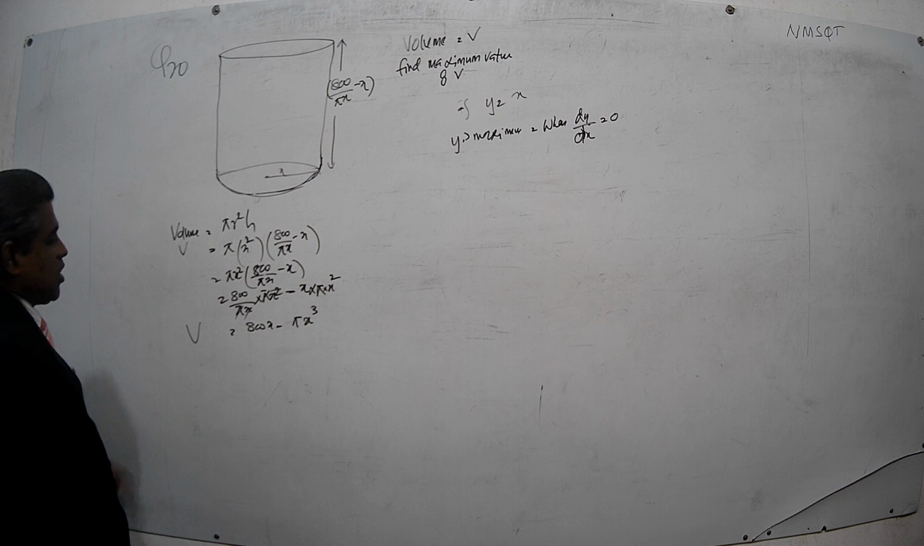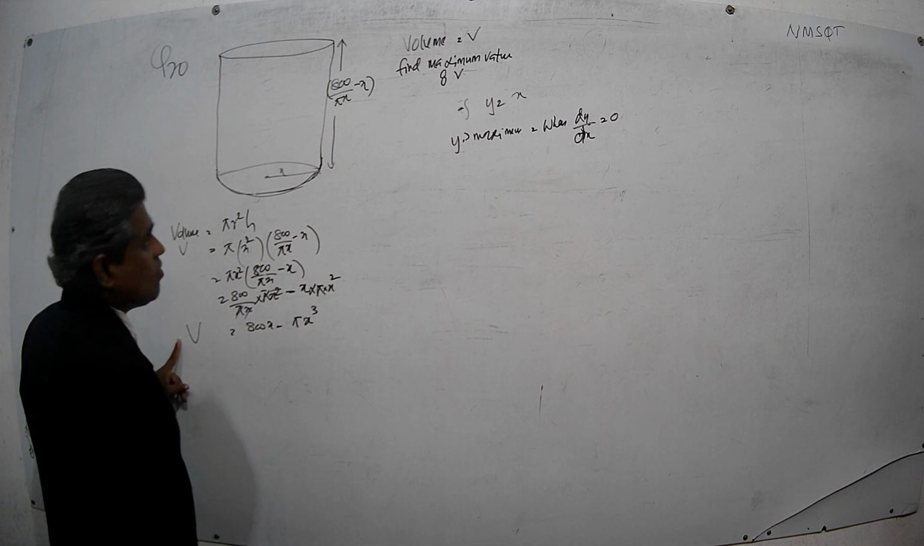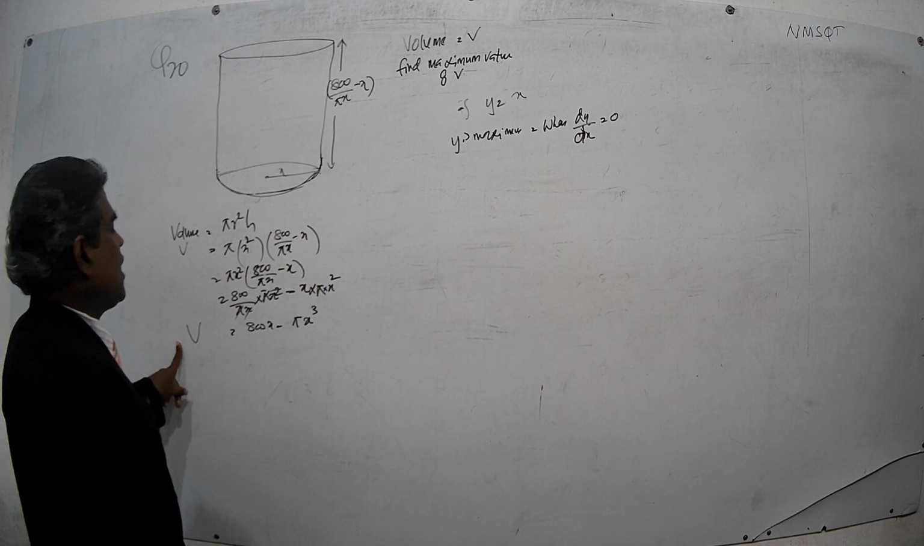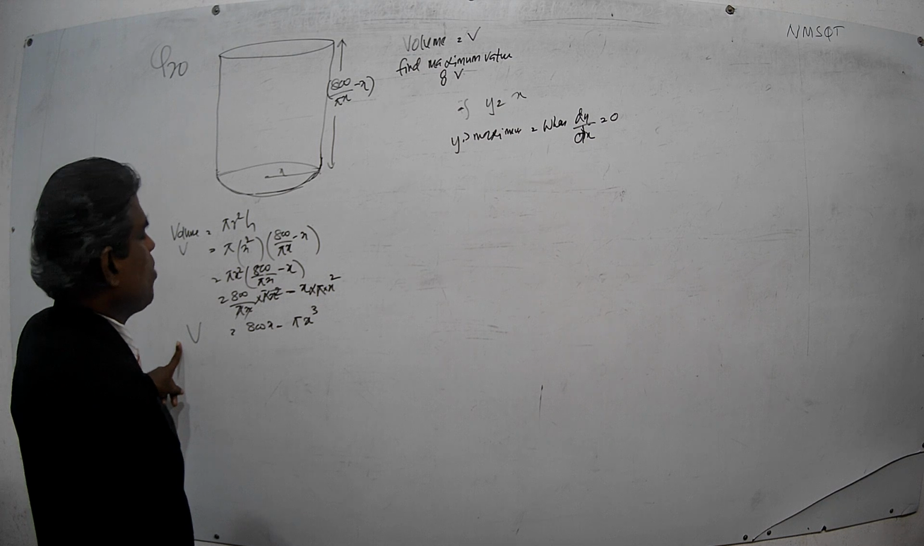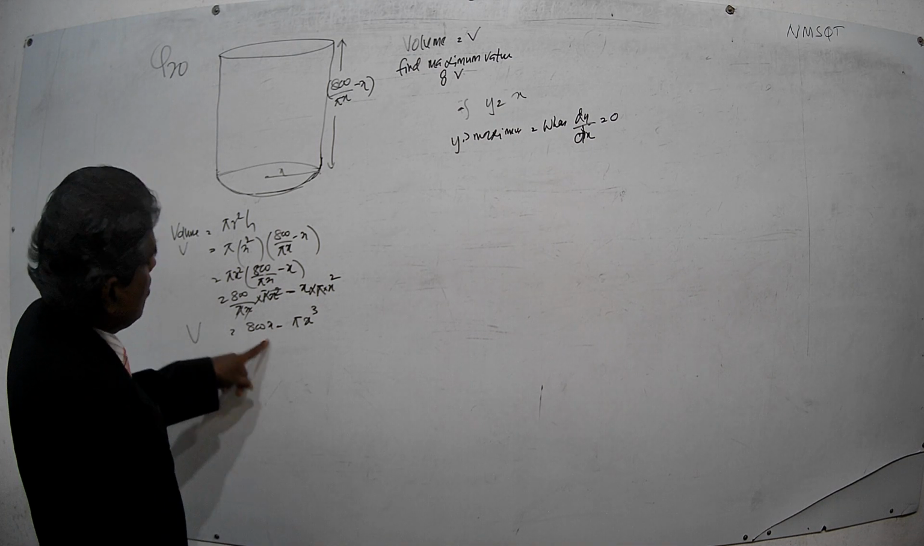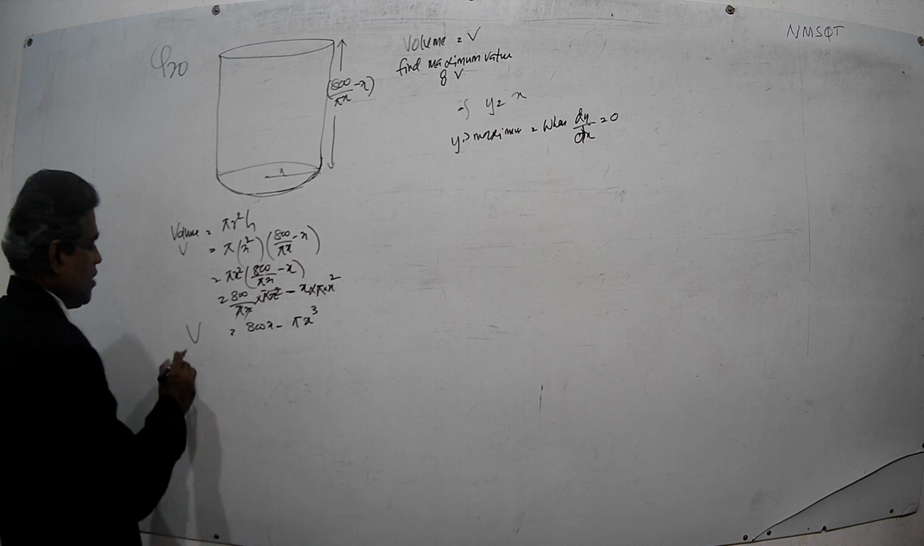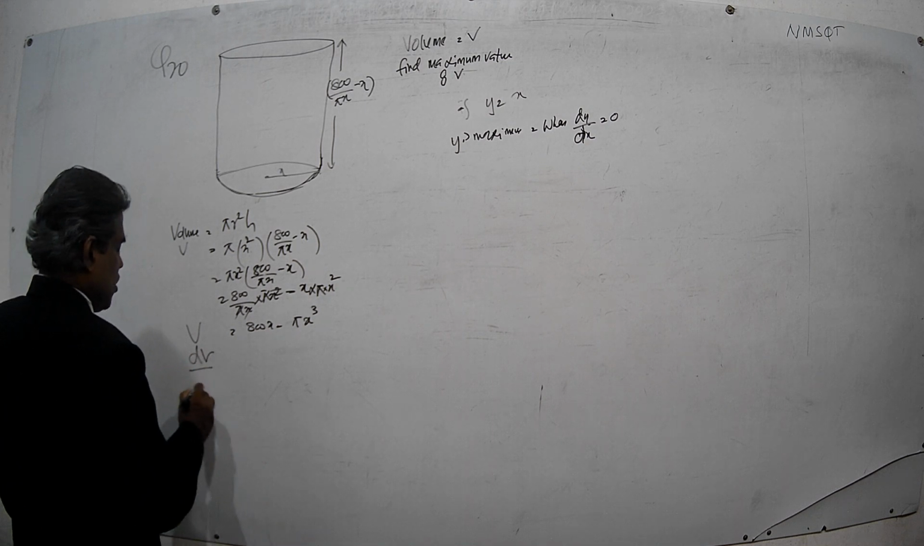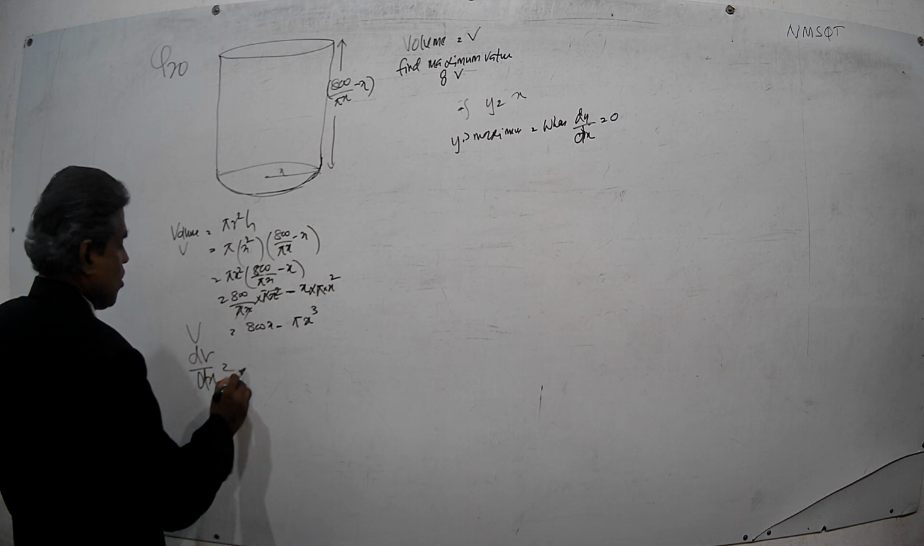Here we have V equals 800x minus pi x to the power 3, where the dependent variable is V and the independent variable is x. So therefore we find dV over dx.